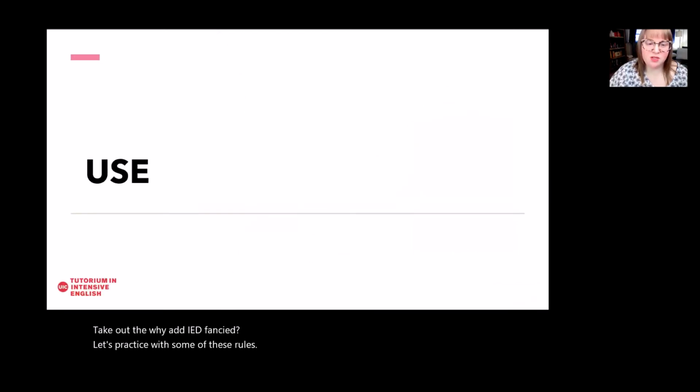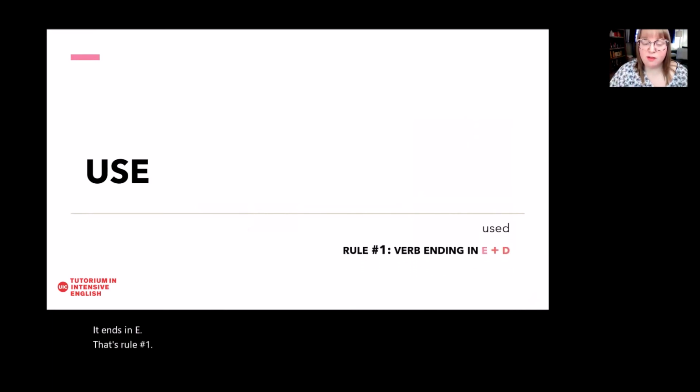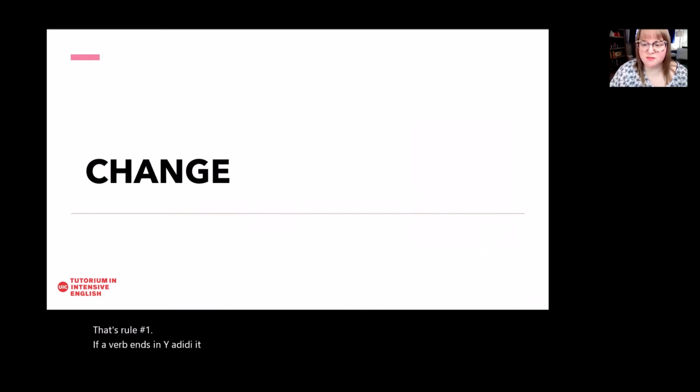Okay. So here's a verb, use. Remember, look at the ending of the verb. It ends in E. That's rule number 1. If a verb ends in E, add a D. It becomes used. Okay, change. Look at the ending. It ends in E. Again, rule number 1. Add a D. Changed.